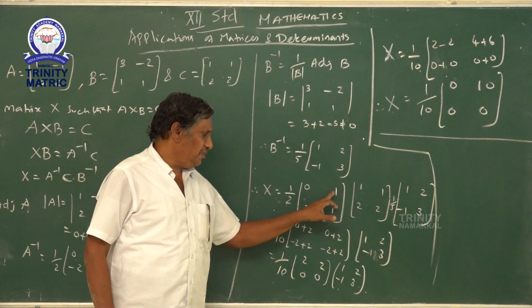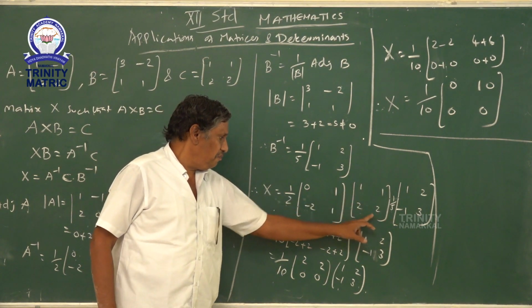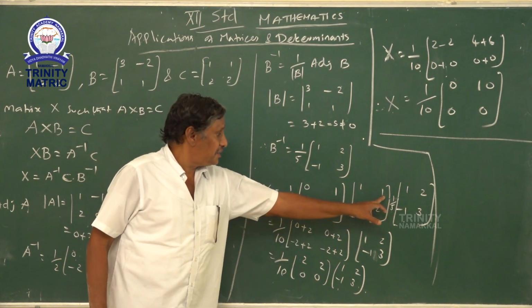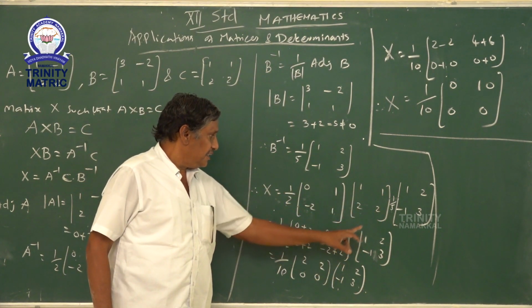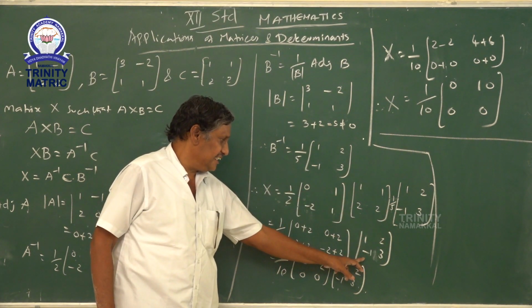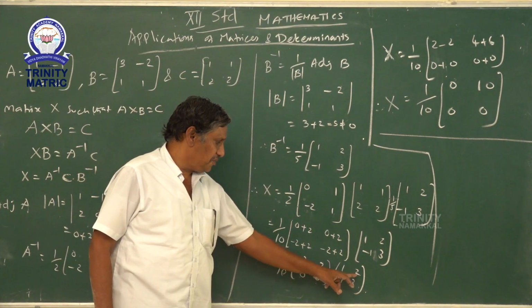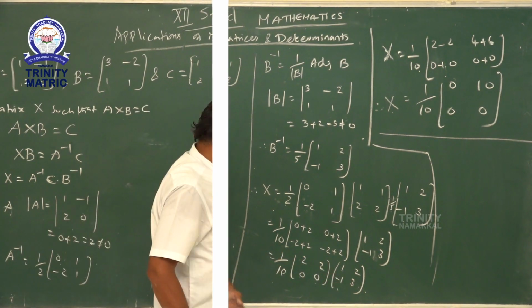0 into 1, 0, 2. 0 plus 2, minus 2 plus 2. Like that, minus 2 plus 2. Then C I wrote like this. Now 2, 2, 0, 0, 1, 2, minus 1, 3. Multiply this.